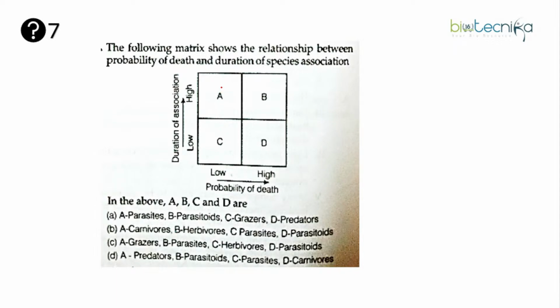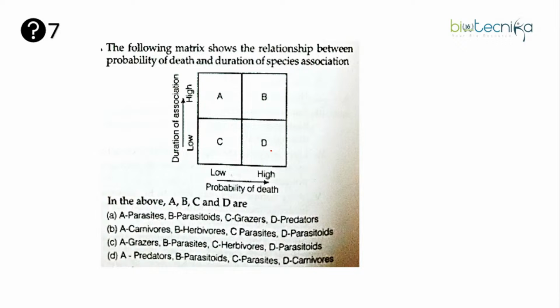So A quadrant is telling you that the duration of association is high and the probability of death is low. B is saying duration of association is high, but the probability of death is very high. C is duration of association is low, probability of death is also low. And D is duration of association is low, probability of death is high.